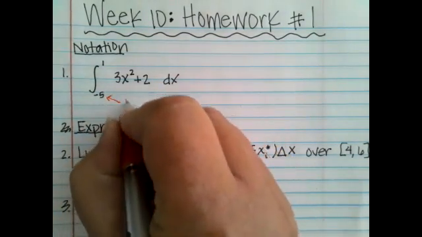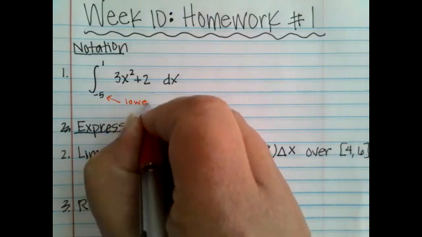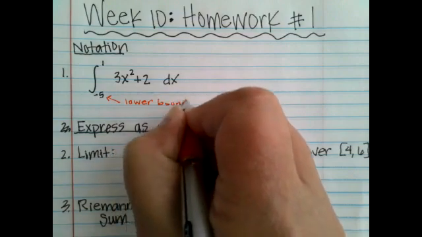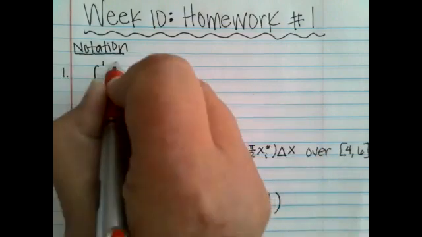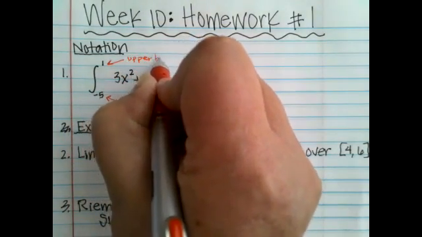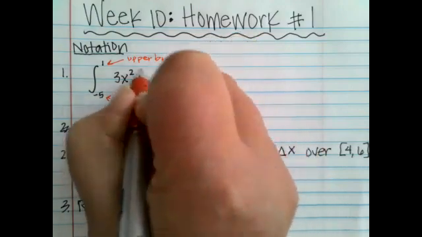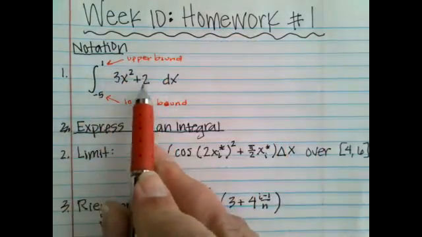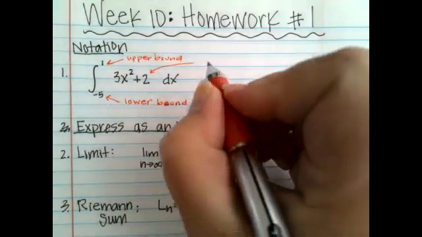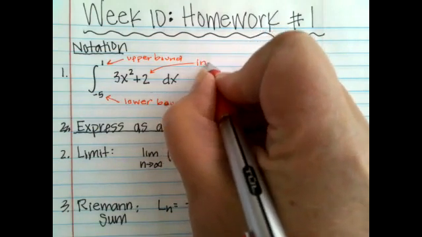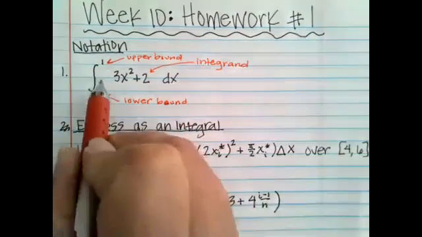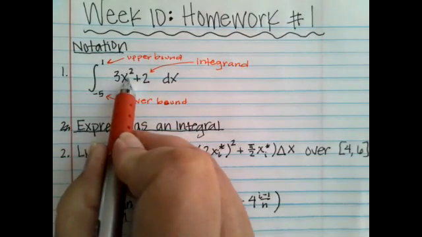So this is your lower bound. So it's always the smaller number or the left side of the rectangle that you're making to find the area of your function, which makes this the upper bound. And this is just going to be any function. It can be complicated or not, doesn't matter. But whatever's there, as complex as it might get, is called the integrand. So remember, you're finding an integral of the integrand.